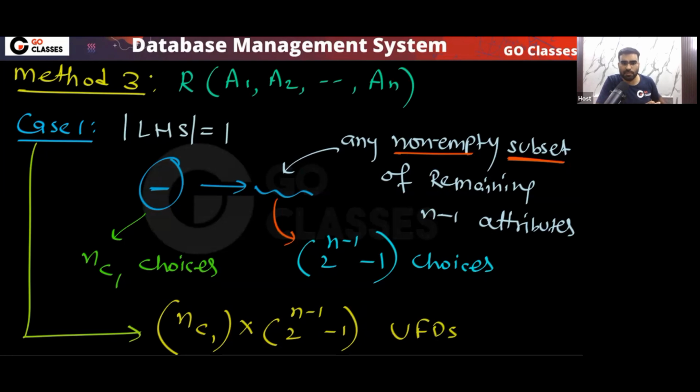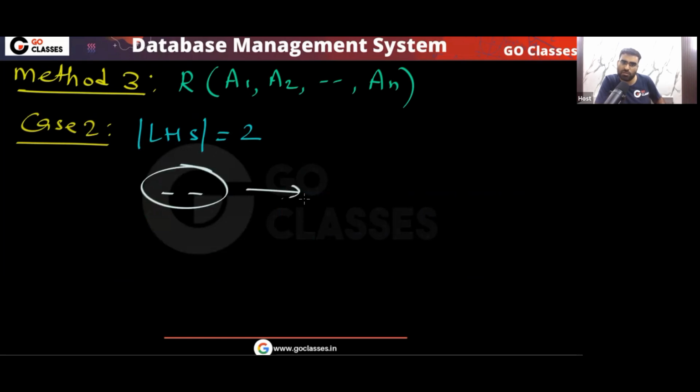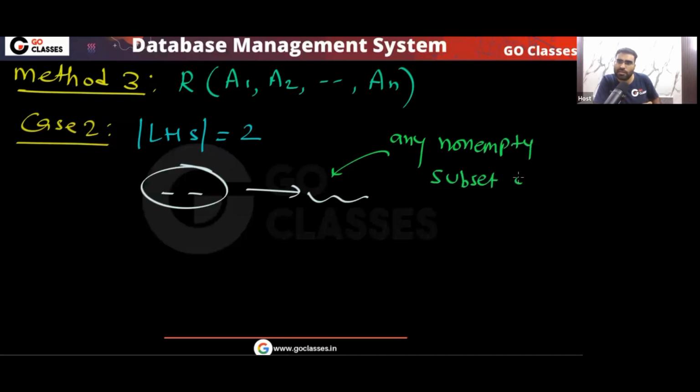Please let me know. Now, what will be case number 2? Case number 2 means on LHS, I am putting 2 attributes. Now on the RHS, what can I put? On RHS, I can put any non-empty subset of the remaining n minus 2 attributes.